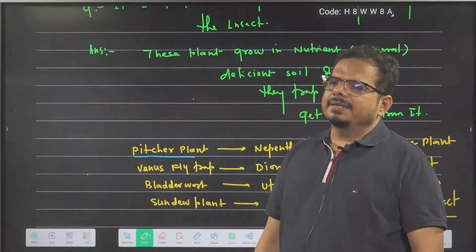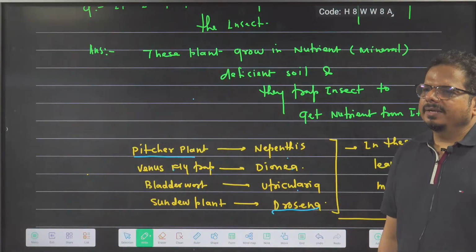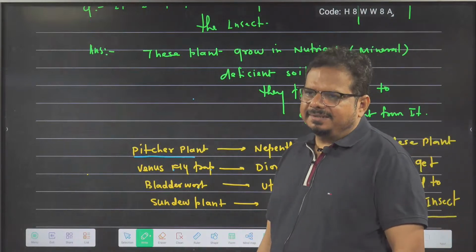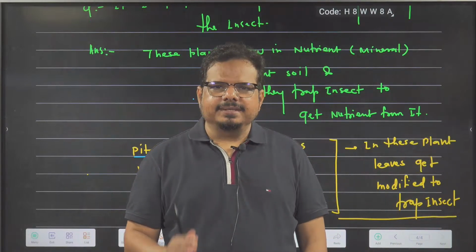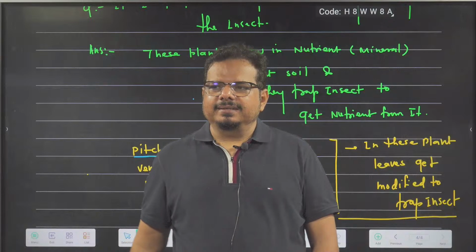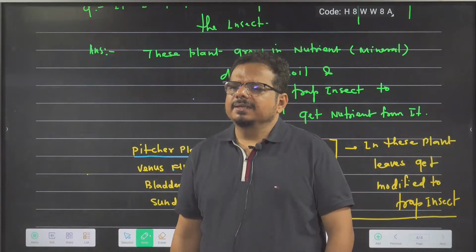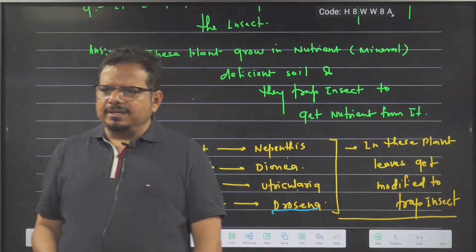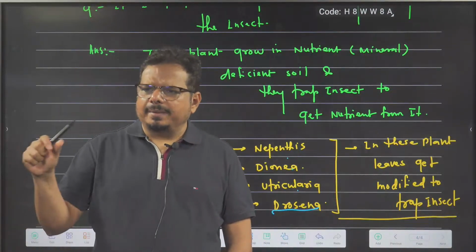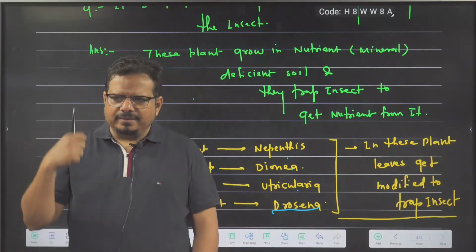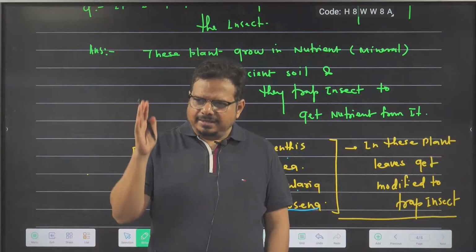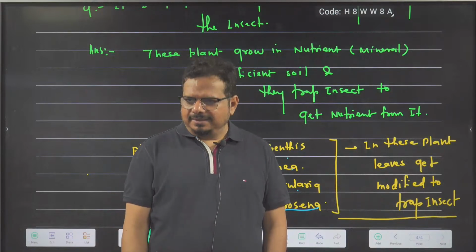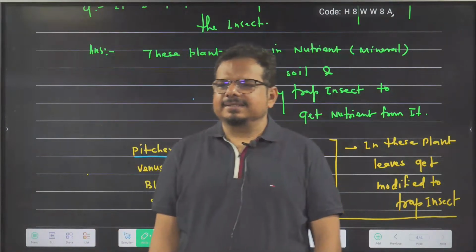They trap insects because they grow in nutrient deficient areas. And in a nutrient deficient area, what problem do you find? Nutrient deficiency is there. So they take care of their nutrient need by trapping insects. They extract it from their body. But they are photosynthetic plants. They also perform the process of photosynthesis.